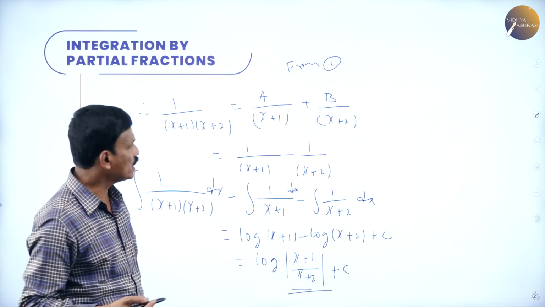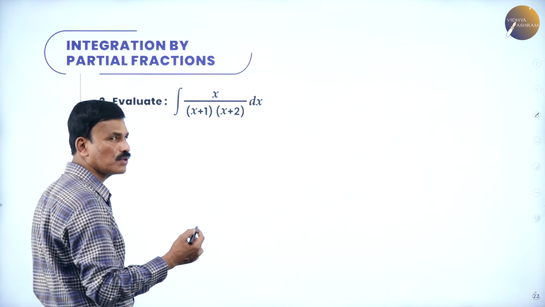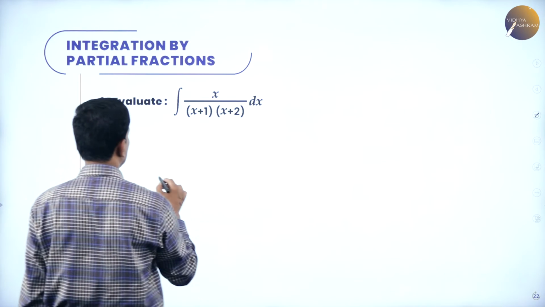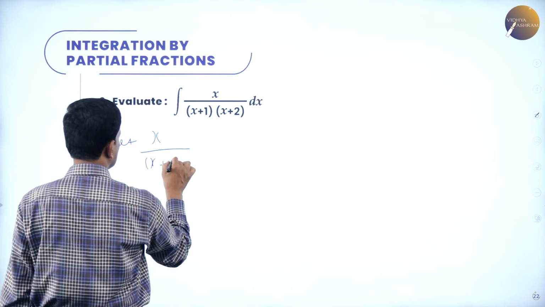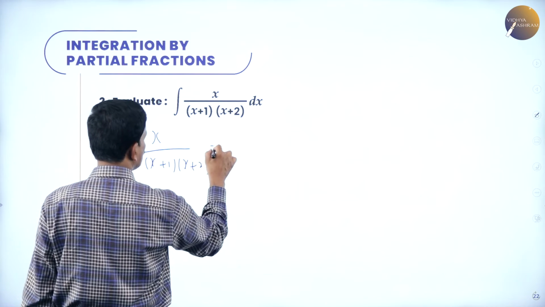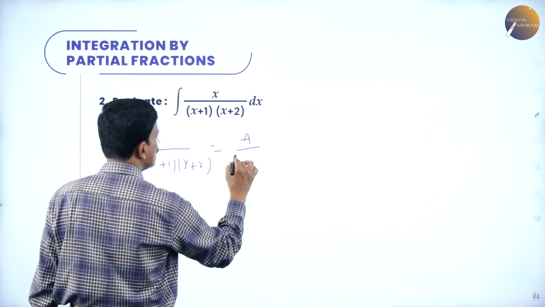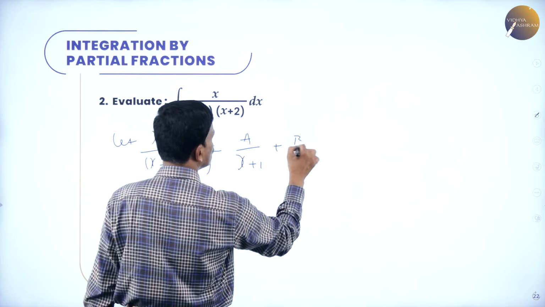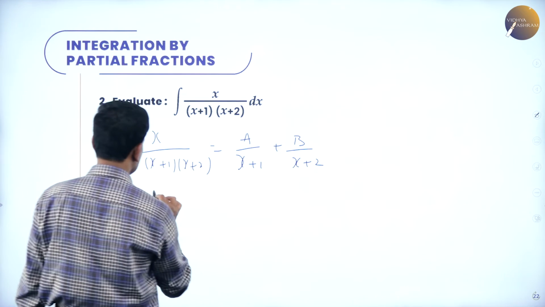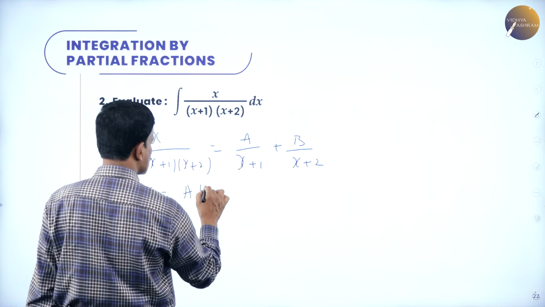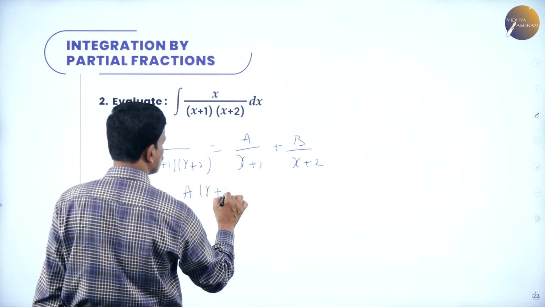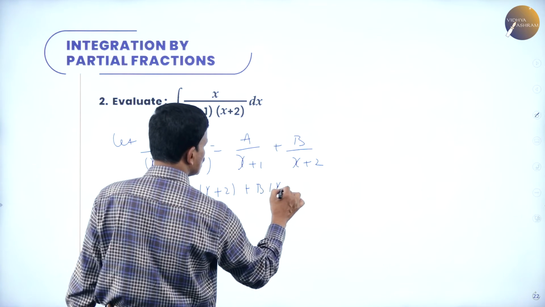That's it. Now, let us come to the next problem, the same type of problem. In the numerator, we have x. Let x by x plus 1 into x plus 2 be resolved into partial fractions as a by x plus 1 plus b by x plus 2. Take LCM and simplify. In the denominator, these two get cancelled. Cross multiply: a into x plus 2 plus b into x plus 1.